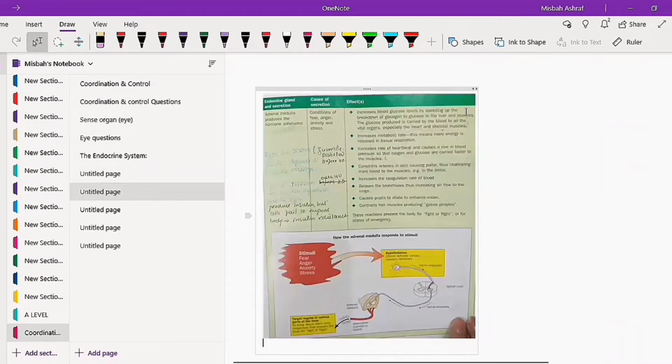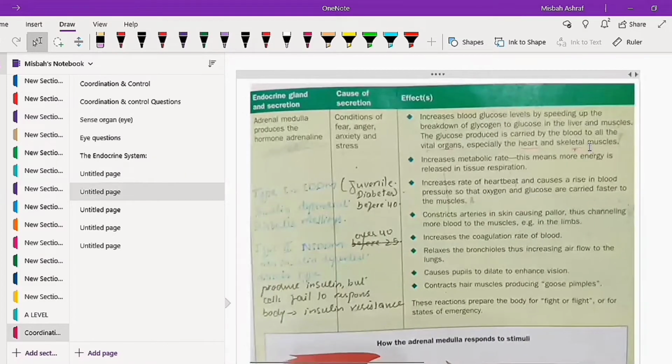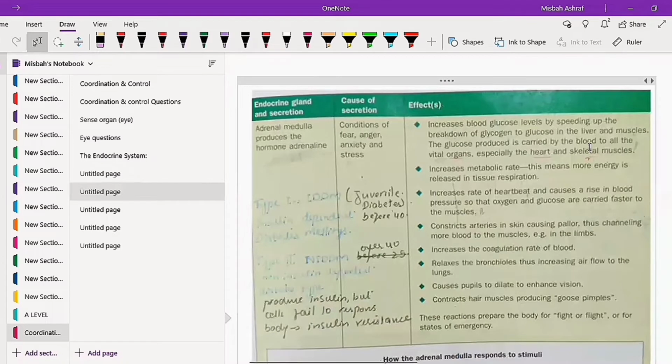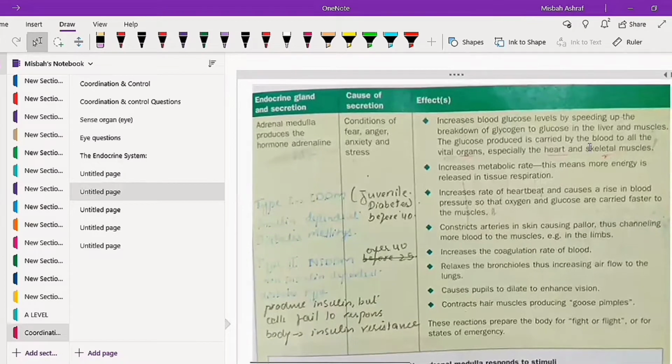Now there is another hormone in your syllabus, and this one is about the adrenal gland. Right? There are three. First is insulin, which we have studied, and the second one is adrenaline. I'm going to teach you all three today, right? And you're going to learn this tomorrow.